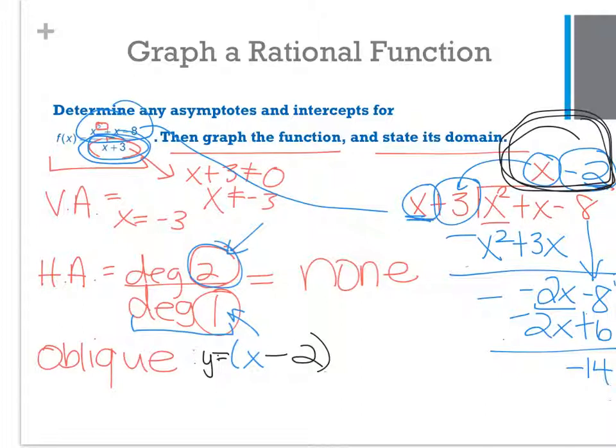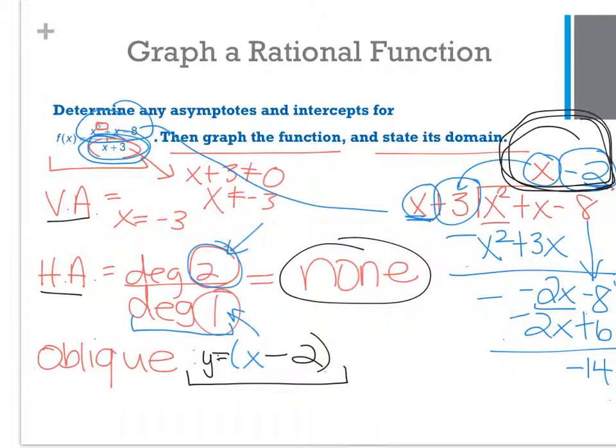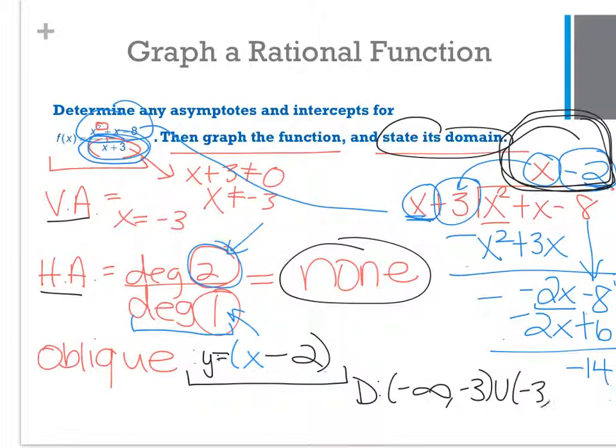So we have our three asymptotes: our vertical asymptote, our horizontal asymptote, which obviously there was none, and we do have an oblique asymptote at x minus 2. Now we still need to state our domain, which is going to be -infinity to -3, union -3 to infinity, because the only restriction on x was the fact that x couldn't equal -3.